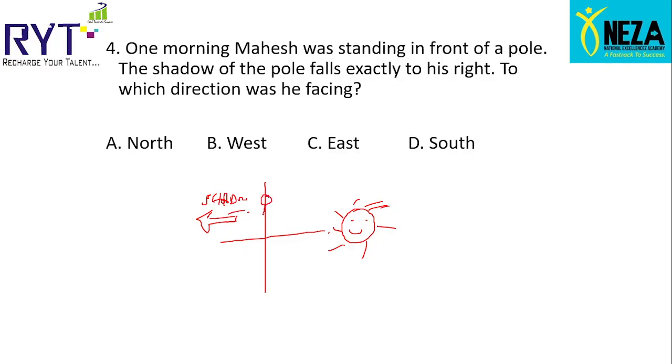So if this is that person, this is Mahesh, this is Mahesh's right, this is Mahesh's left, which means Mahesh is facing this direction, correct? Since the shadow is falling exactly to his right, Mahesh will be facing this direction, that is south direction. So option D is the right answer.